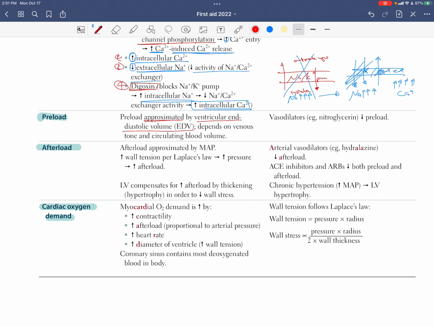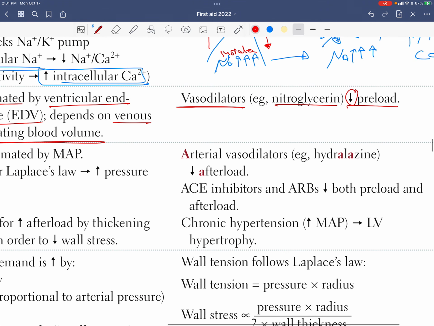For the preload, it is basically approximated by the ventricular end diastolic volume, that is the amount of blood persisting in the heart after the relaxation of the ventricles, or after the filling phase. That is the end diastolic volume. So that's the preload, and it depends on the venous tone and the circulating blood volume. It depends on whether the veins that are bringing the blood into the heart are vasoconstricted or vasodilated, and also how much blood there is in the whole body.